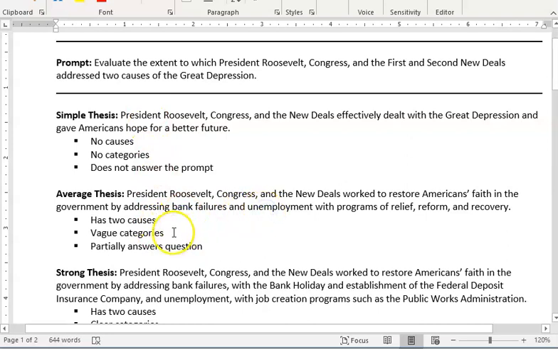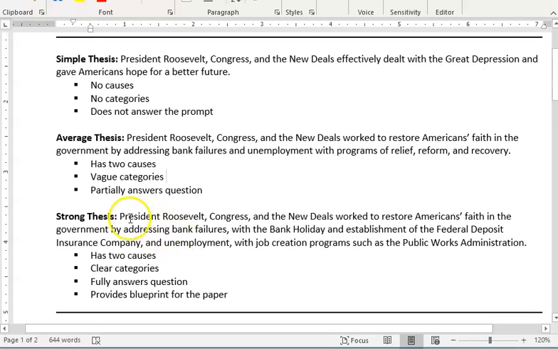You do. But then your categories are vague, so they only partially answer the question. What do programs of relief, reform, and recovery mean? What does that look like? There's no specificity there. That's not really an answer. Okay, that's too vague. That's too general. You want to be a little more specific.